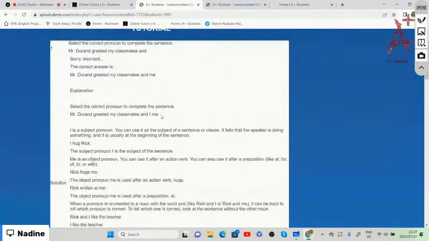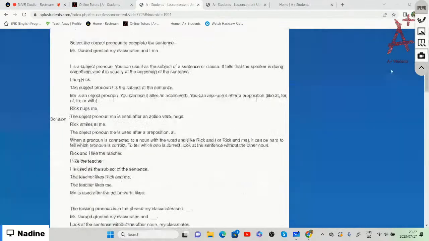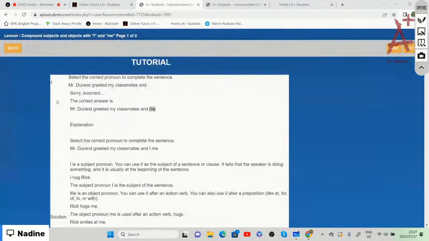All right, so we are then going to say that Mr. Duran, so me is definitely correct, which means that is the object pronoun, right? Me being the object pronoun within that sentence. And remember, we said that sometimes it can be very tricky. However, just see how the sentence starts. If the sentence starts with the subject pronoun, then we know it is a subject pronoun. However, if the sentence randomly starts and the pronoun is either after a preposition or an action verb, then we know that is an object pronoun.